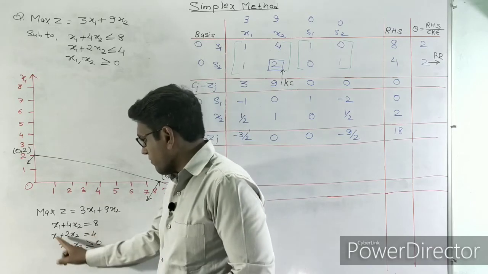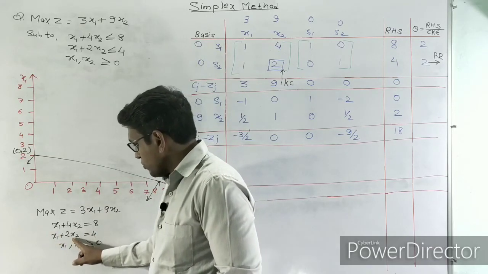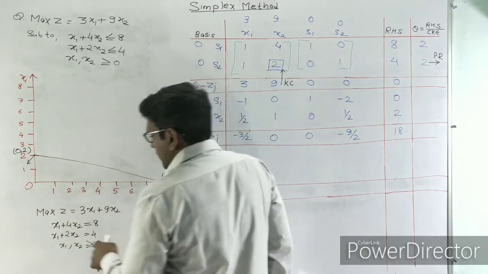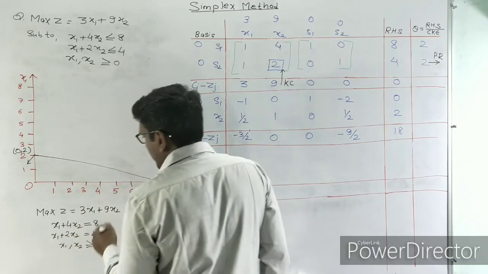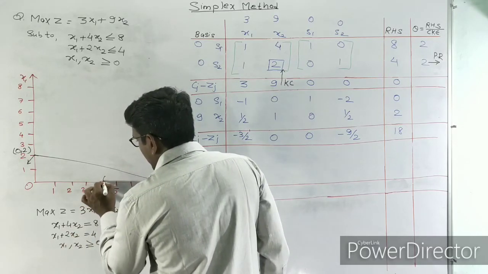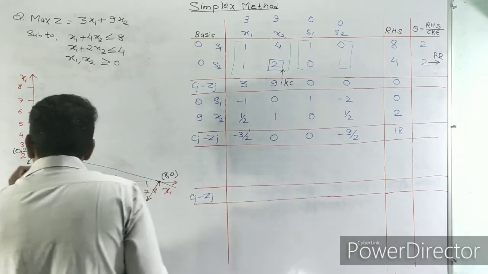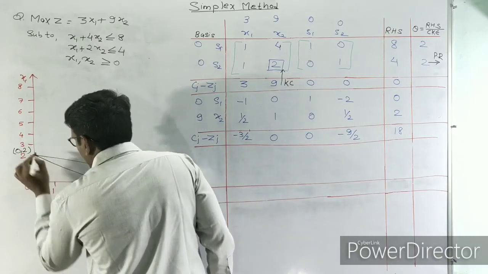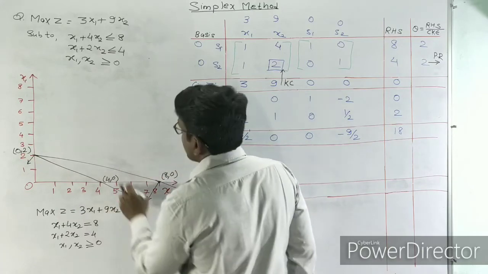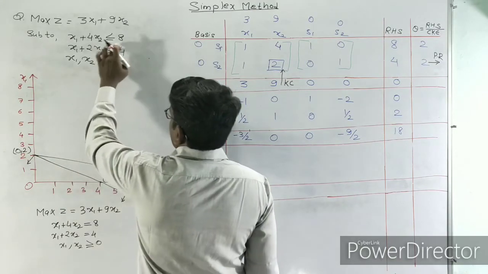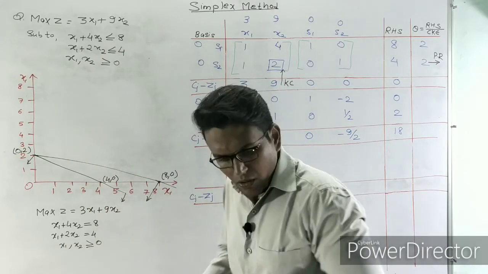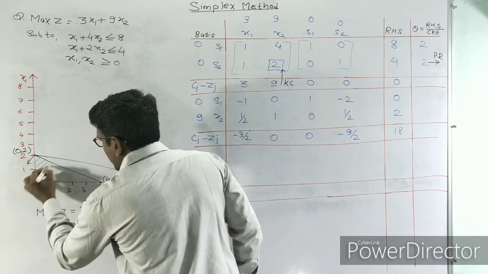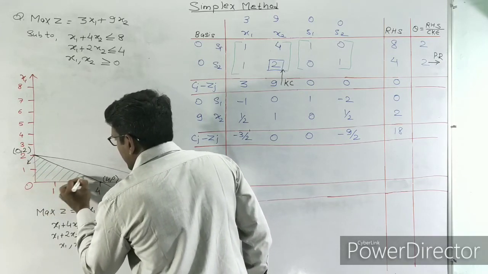For the second constraint, if I put x1 equal to 0, I'll get x2 equal to 4 by 2, that means 2. I'll get the same point here, 0 comma 2, and if I put x2 equal to 0, I'll get x1 equal to 4. So this is the new point, 4 comma 0, and I need to join these two points. Now we can see that the feasible region is towards the origin because the sign here is less than or equal to. In this problem, the feasible region following both the constraints is given by this area.